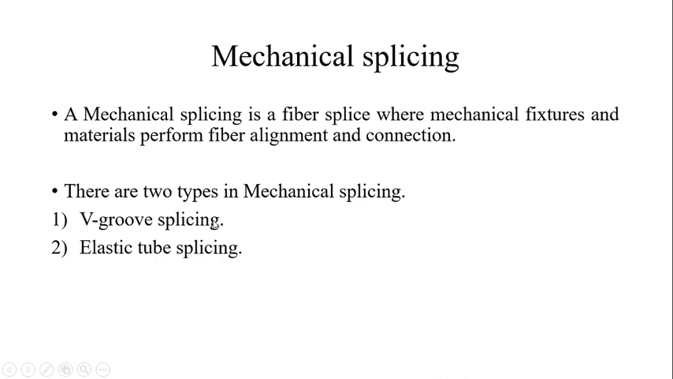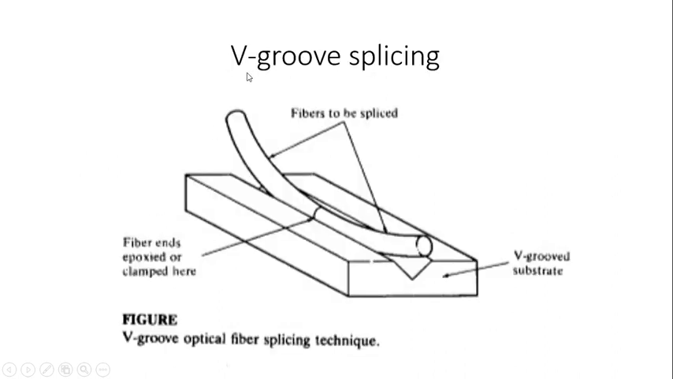Next, what are the types of mechanical splicing? We have two types: one is V-groove splicing, the second is elastic tube splicing. We will discuss them one by one. The first one is V-groove splicing.